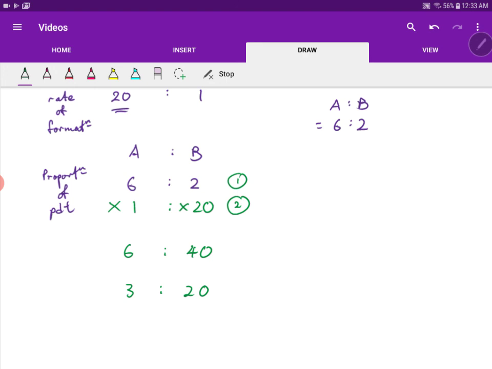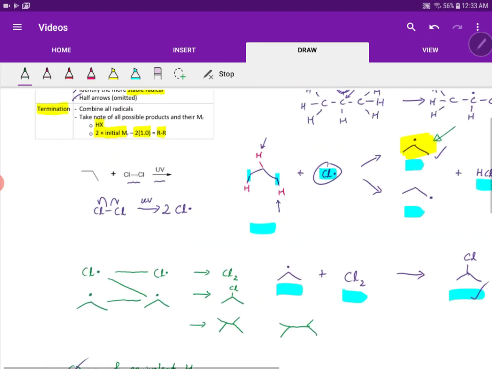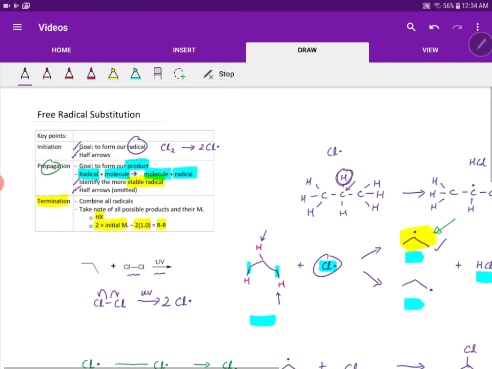So with this, I have covered the whole of the free radical substitution mechanism.